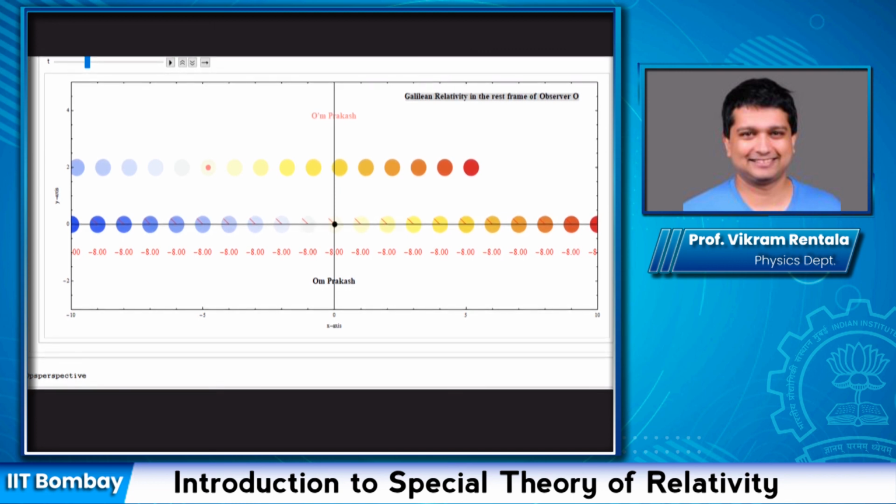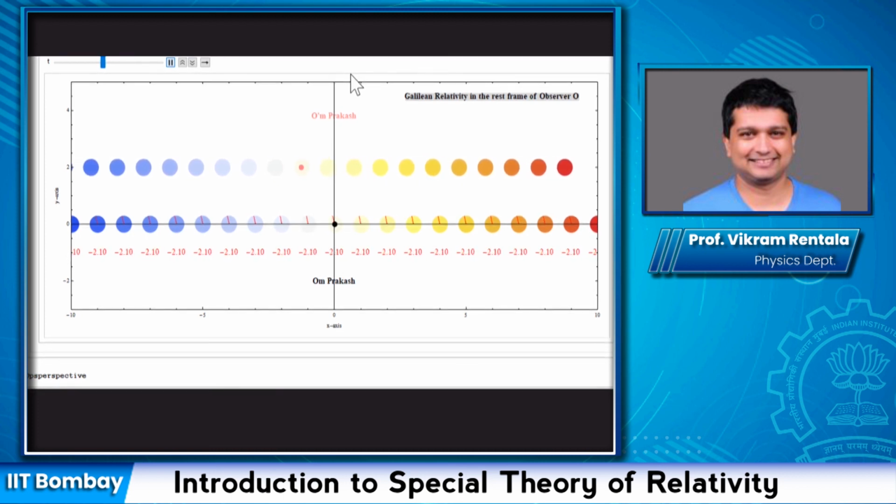And now we're going to see what happens as these trains pass each other. So it's going to take a while. These trains are moving slowly. But you can see that it's in a state of uniform motion. And now let's look at this instant of time where Om Prakash and O prime Prakash just pass each other. So O prime Prakash is just passing Om Prakash. So if Om Prakash looks into the train, he comes face to face with his evil twin.